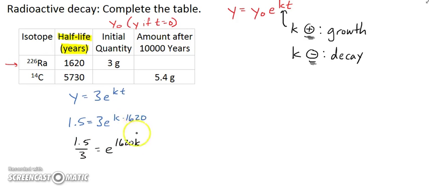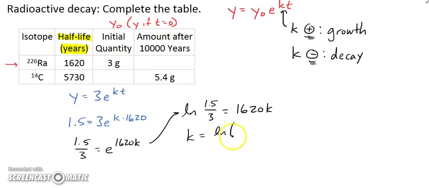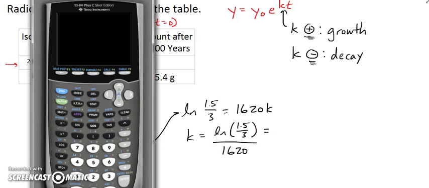Multiplication can happen in any order. I could do ln of both sides. So ln of 1.5 over 3 would be ln of e to the 1620k. That's just 1620k. So I know then that k is going to be ln of 1.5 divided by 3 all over 1,620, which is a value I can get from the calculator.